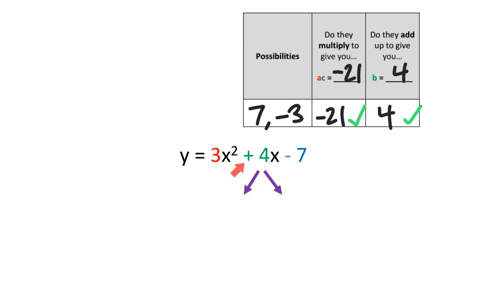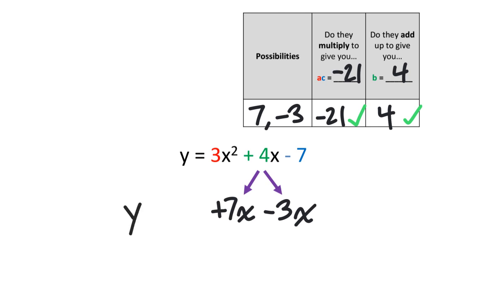We're now going to decompose the center term, +4x. In other words, we're going to break it down into smaller pieces. I'm going to break it down into +7x and -3x. You might be wondering where I got these numbers from. Well, I got the +7 from here and the -3 from here. Everything else is going to stay the same.